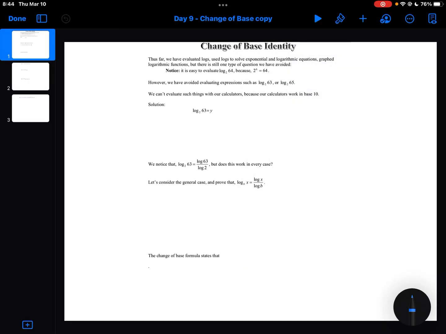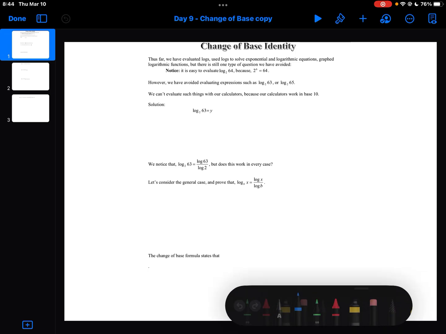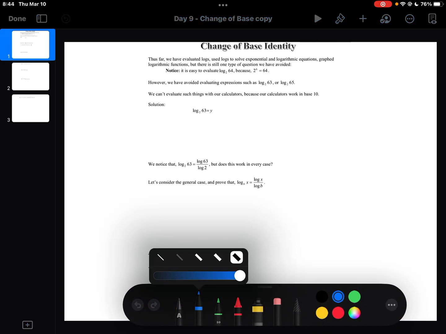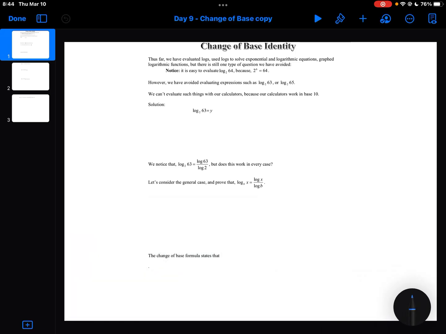This video goes over the change of base identity for logarithms. So far we've used logs to solve exponential and logarithmic equations. We've done a little bit of graphing, but there's one type of question that we have avoided. We have avoided solving things like log base 2 of 63 or log base 2 of 65. Calculators work in base 10, so we can't just use our calculator to do that.